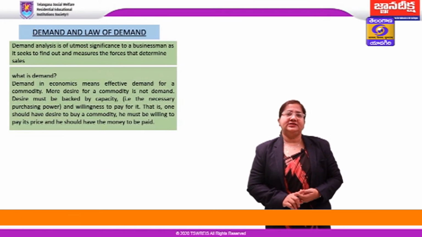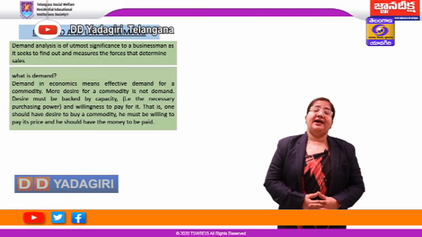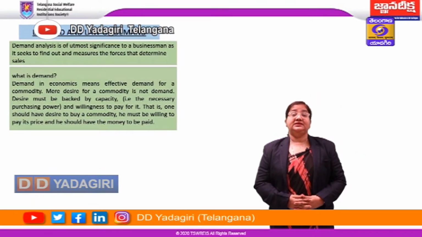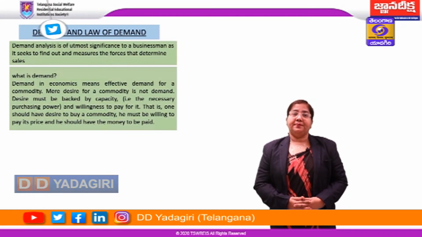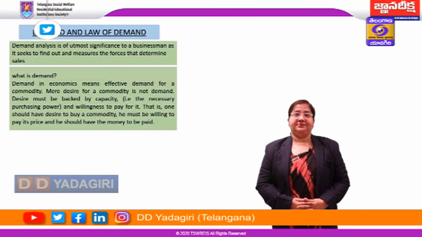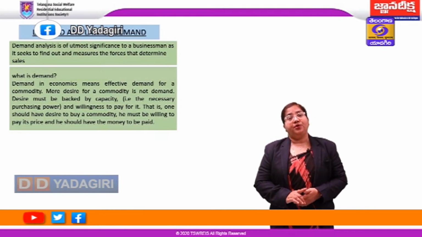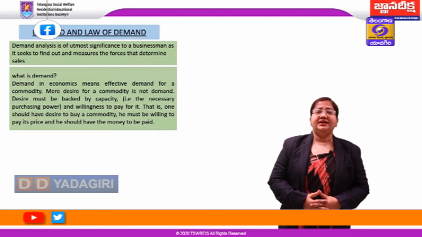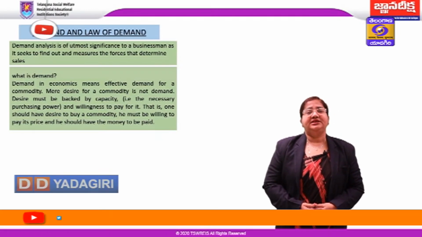First and foremost is desire for the commodity. Desire must be backed by capacity, that is the necessary purchasing power to purchase the commodity. And the third one is willingness to pay for it. That is, one should have desire to buy a commodity. He must be willing to pay its price and should have the money to be paid.